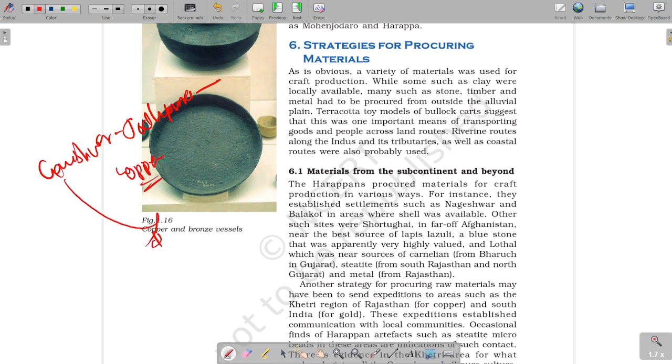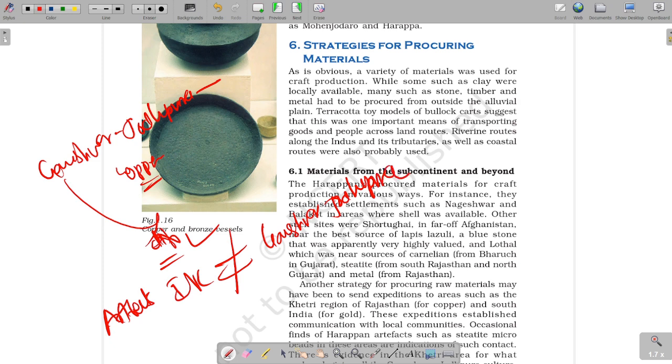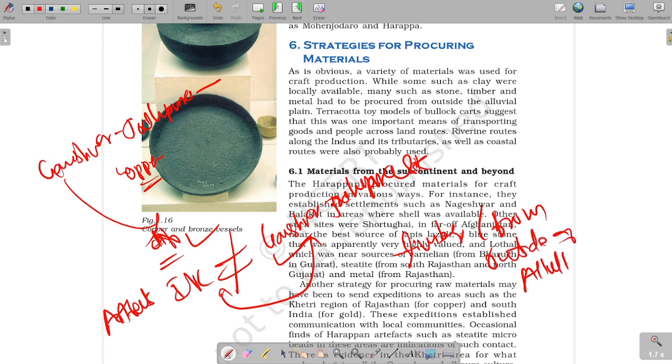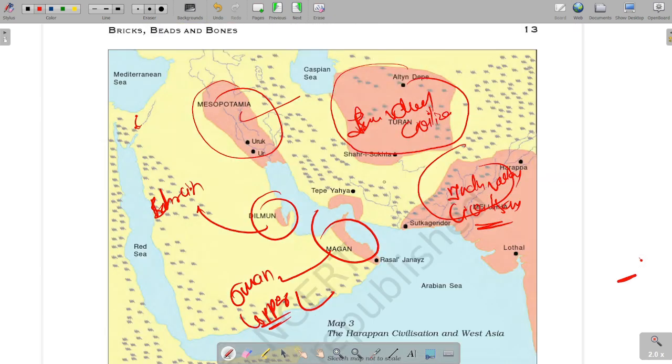How was this place different, how can we consider this? Because the artifacts found at Indus Valley civilization were not similar to the Ganeshwar Jodhpura site. So from this we can consider that these two civilizations were different from each other. Guys, then things like timber were procured from outside of the alluvial plain, which was outside the Indus Valley civilization, and clay, as we see, was locally available.